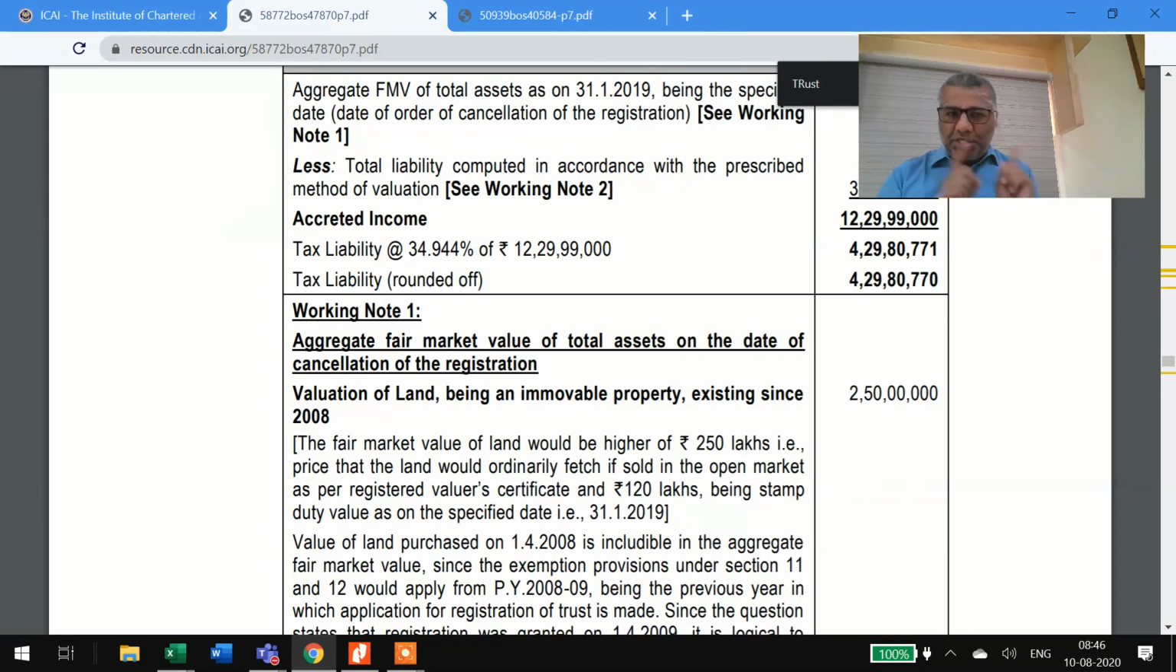administrative provisions. They have made an assumption that since the registration is granted on 1/4/2009, even for 8/9 the assessee can claim. Why? Because the application should have been made in 8/9 for which registration is granted. However, an alternative assumption can be taken by the student.